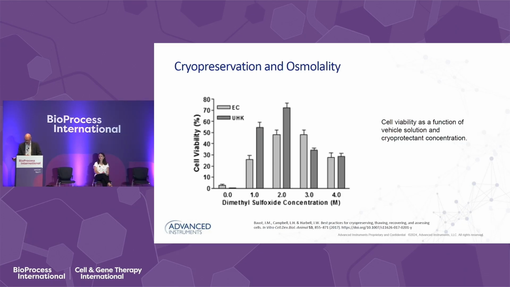As you can see on this slide here, we have two vehicles. We're looking at EuroCollins and Unisol UHK here. And it's obvious that the UHK vehicle with the 2 molar of DMSO is the most reliable solution to get the best cell viability. In the study, osmolality was tested to assure the concentration of the final solution, to assure that they got the best cell viability each time they used the 2 molar UHK solution.